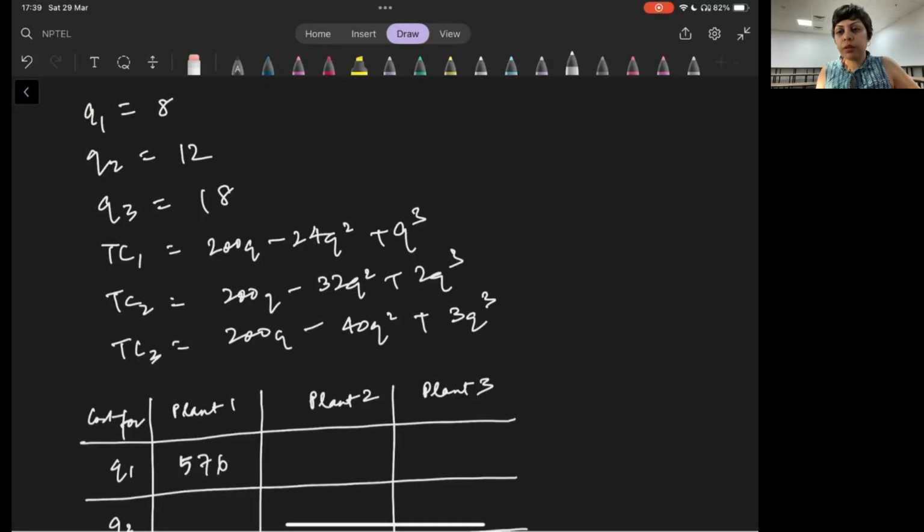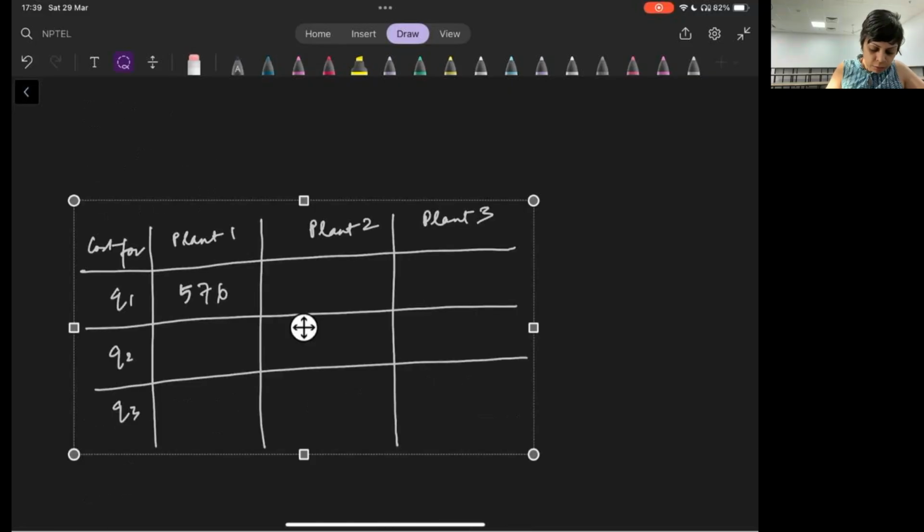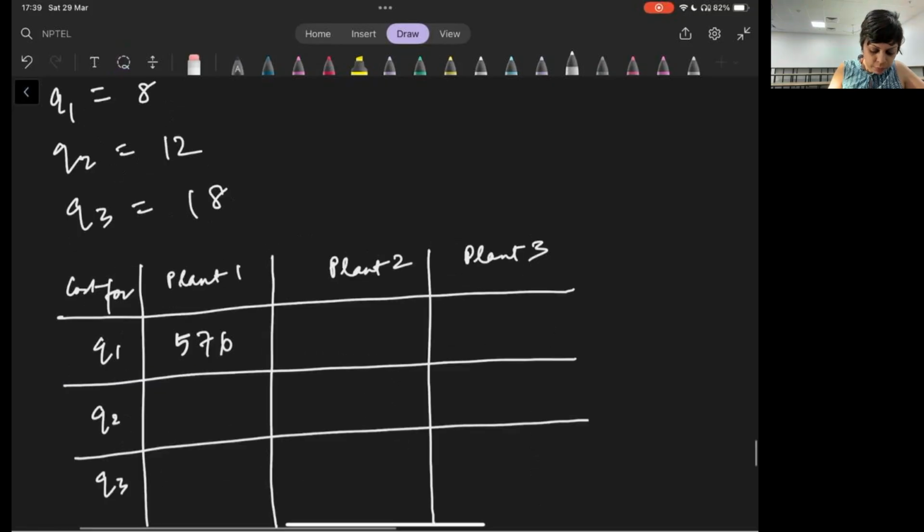Actually, we don't need the total cost. That's what I just realized, because you're multiplying each one by the same quantity. So you can do just the average cost also. This is strictly not needed. You can just calculate the average cost instead of the total cost, because we are just comparing it. So this will not be 576.